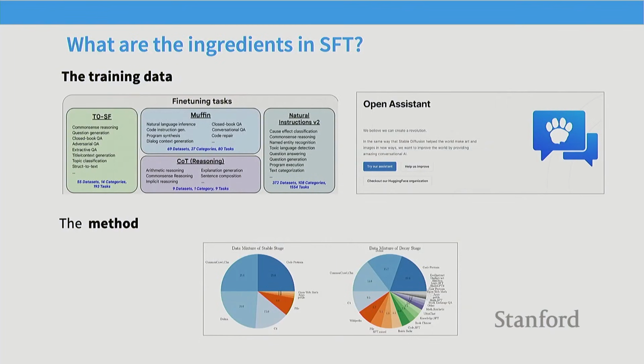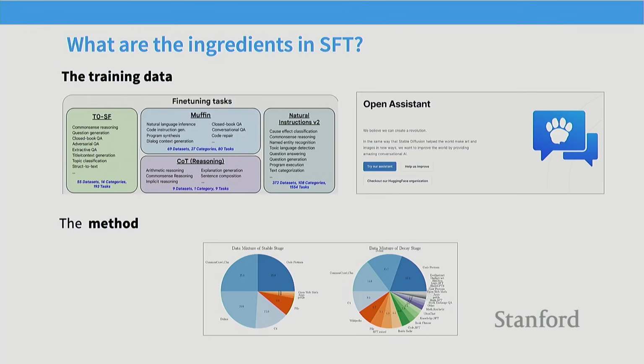Broadly, the ingredients to get this first part working, there's two things that we have to think about. The first part is the training data, right? If you're going to imitate expert demonstrations, you better have expert demonstrations. What does that look like?